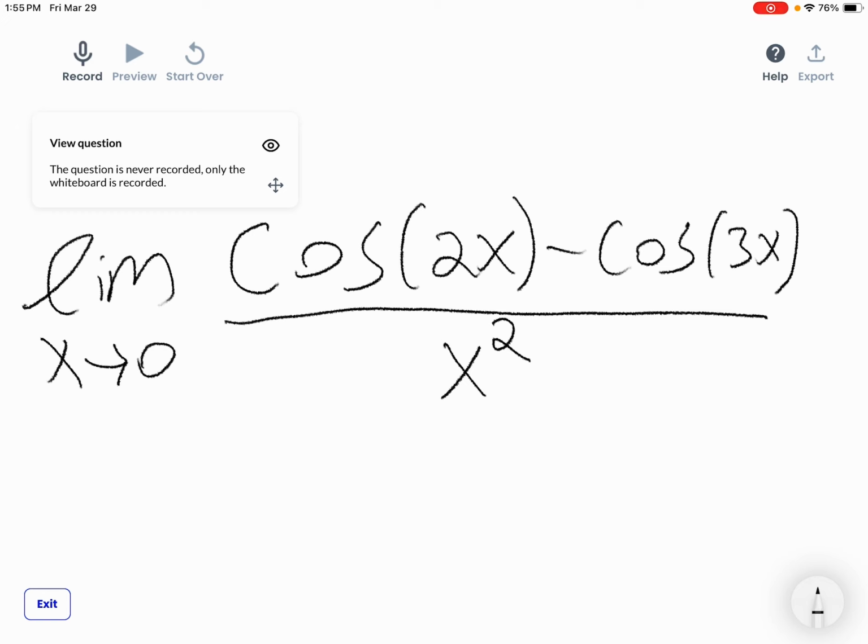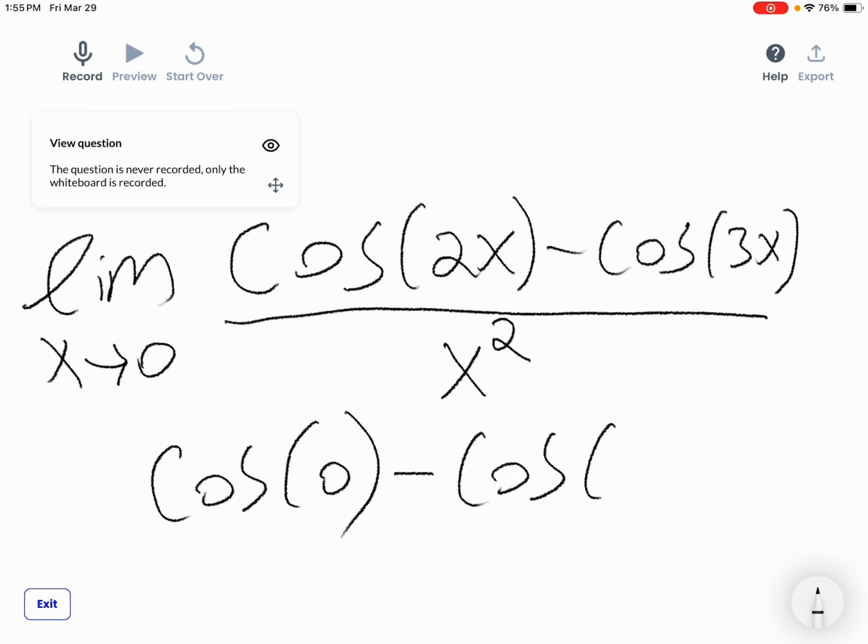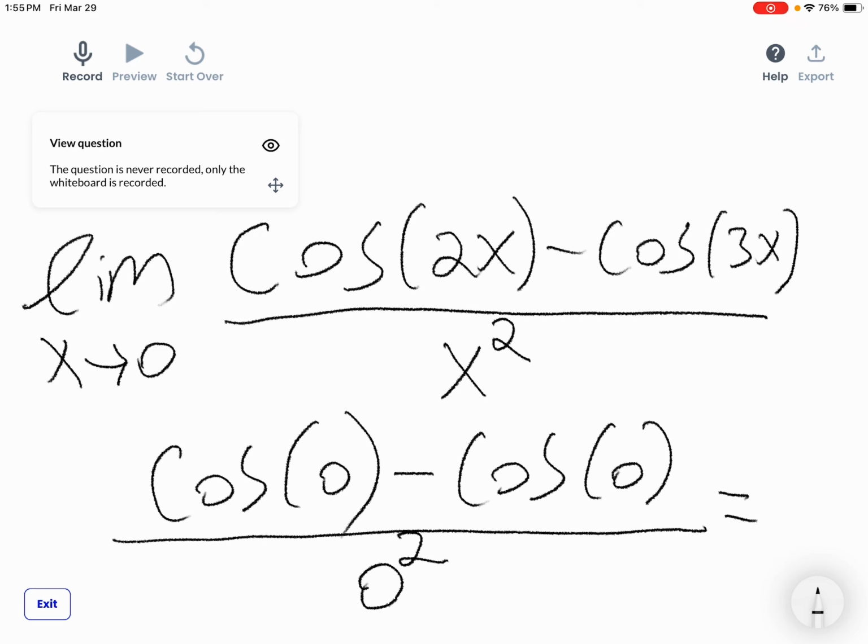Now, cosine of 0 is actually going to be 1. And then we get minus cosine of 3 times 0. Again, 3 times 0 is 0, so cosine of 0 is 1. So we have cosine of 0 minus cosine of 0, so 1 minus 1 over, plugging in 0 in the bottom, 0 squared. 0 squared is 0.